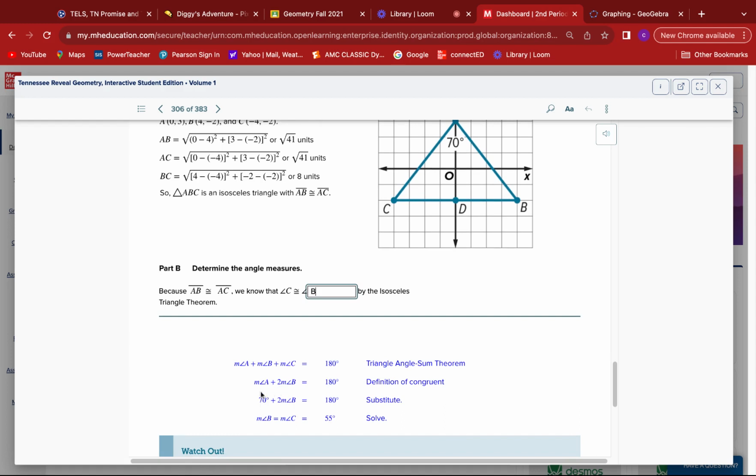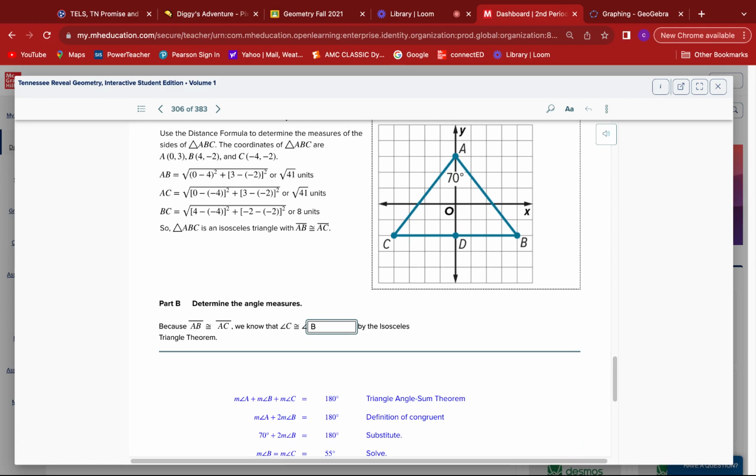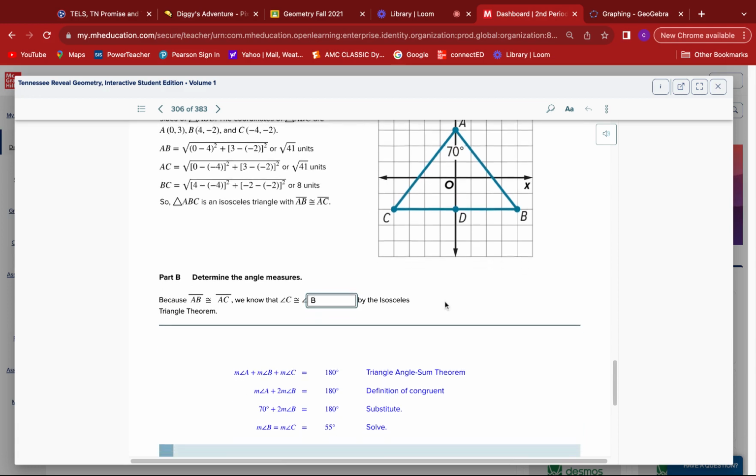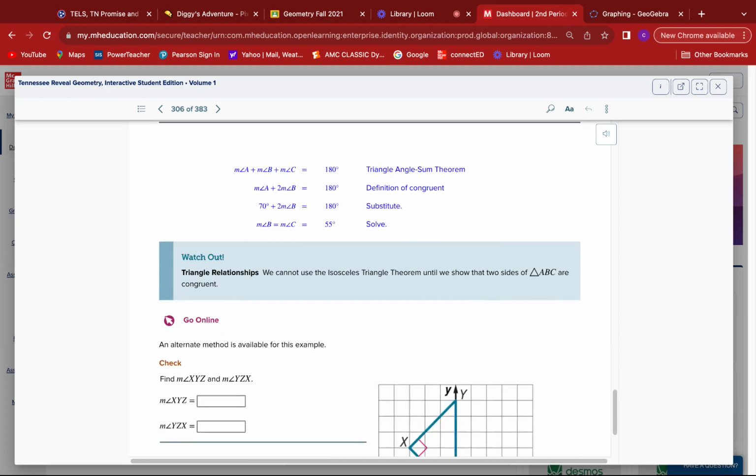They replaced angle A, which is the vertex angle, with 70. They subtract 70 to the other side, and 180 minus 70 is 110. Then they divide that by 2 because the angles are equal to each other. So 110 divided by 2 is 55 degrees. This angle is 55 and angle B is 55. If you want to check your answer, just add up 70 plus 55 plus 55. Make sure it equals 180 and you're in business.